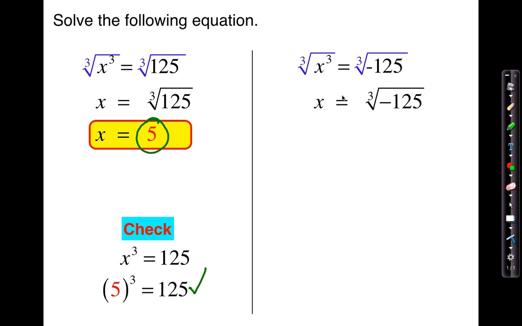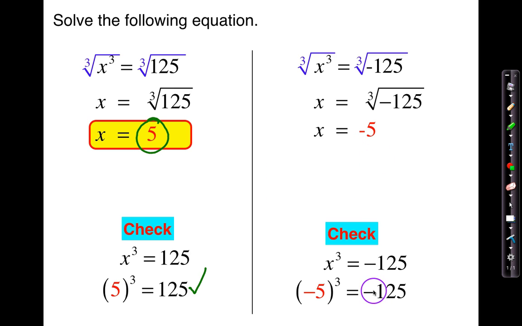What number can I multiply by itself 3 times to give me negative 125? The answer is -5. Some of you are going to say, doesn't positive 5 work as well? Well, if you look, 5 cubed ends up as a positive number, so it's not possible to make it negative in this case. My only answer would be -5. If I check my work, it proves to be correct. So my answer is x equals -5.